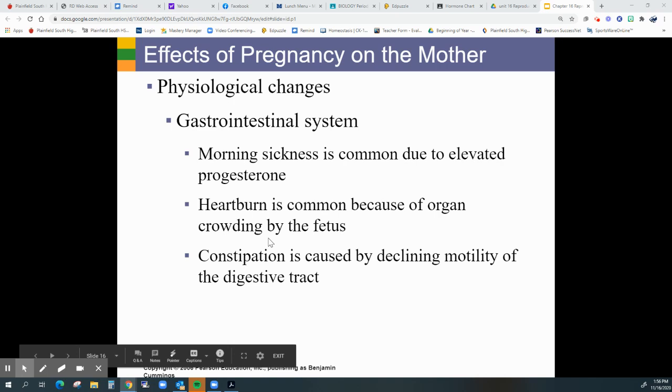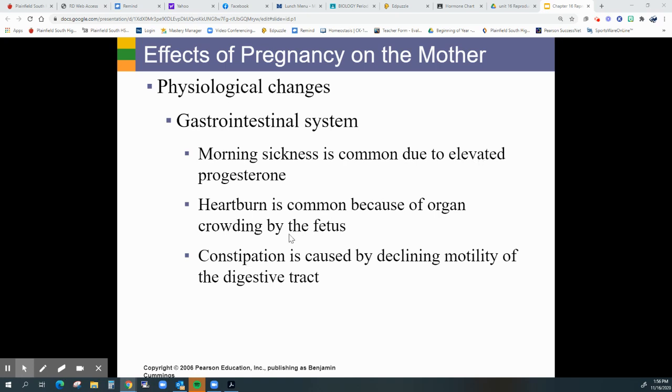Okay. Physiological changes, there are lots of gastrointestinal system changes. The mother starts to experience morning sickness. And this is normally due to the increased levels of progesterone. Not all moms get it, but normally they get some form of it.